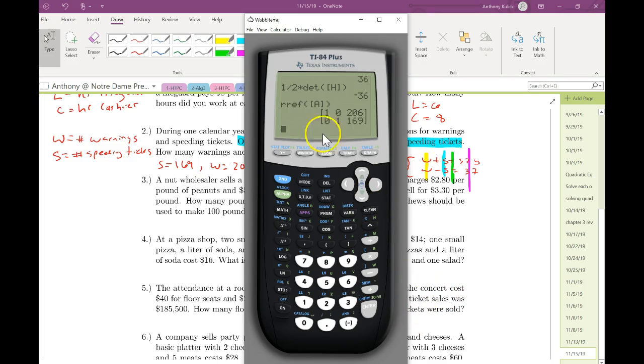So this matrix tells me my solution. It says that 1W plus 0S is equal to 206, or just W is equal to 206. And 0W plus 1S is equal to 169, or just S is equal to 169. Okay with that?